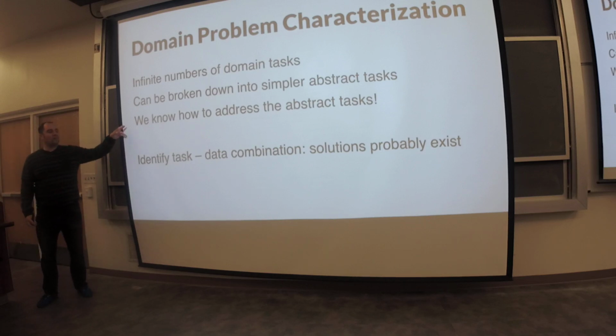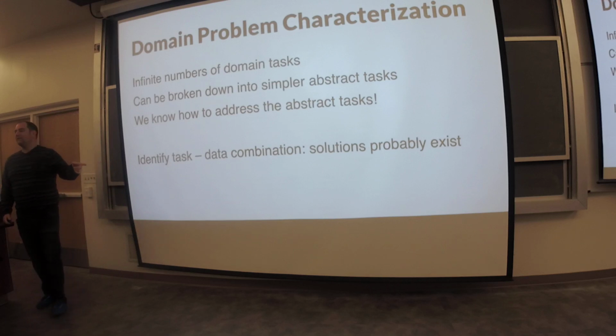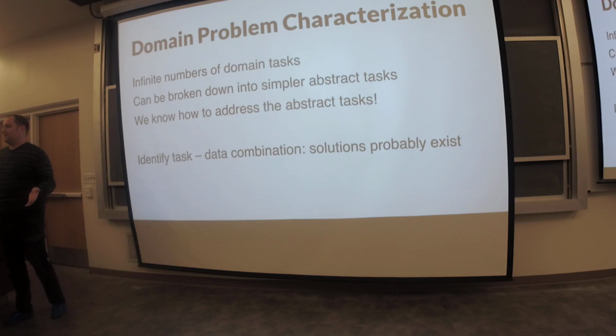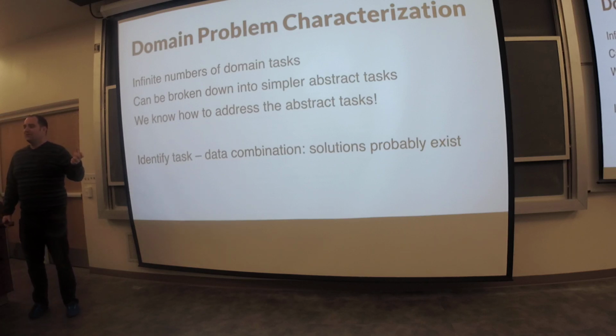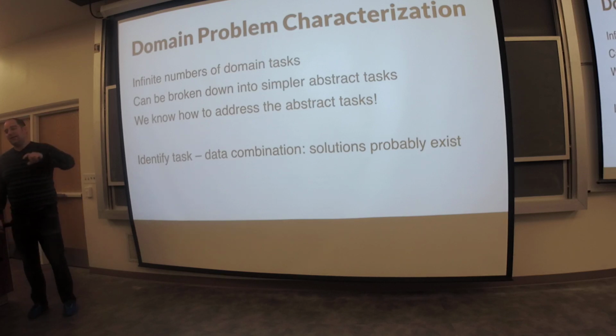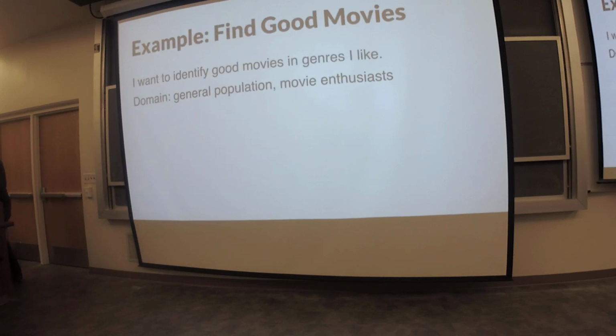So we know how to do that. So if we can identify this abstract task and data combination, the solution probably exists, right? This is the hardest step: translating from this domain problem to this abstract task and data space, and then you can identify what is actually out there that works for that.